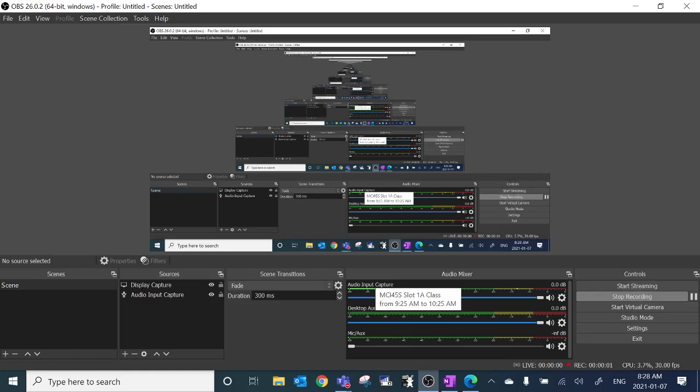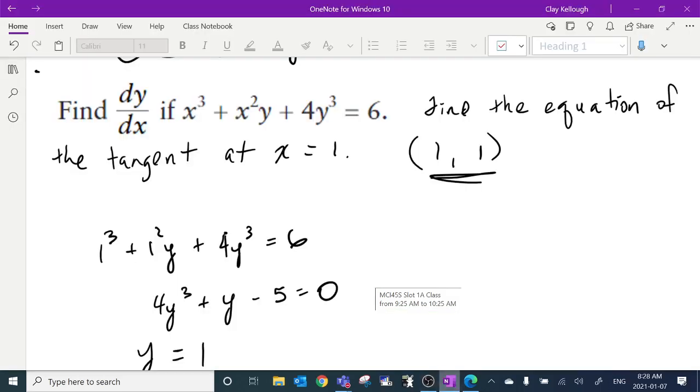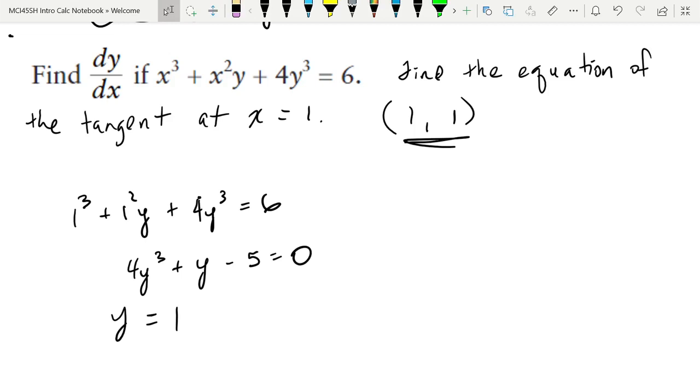Okay, we're recording. And we're going to take a look at this problem that I gave people yesterday. The problem is: find the derivative of this implicitly defined equation and find the equation of the tangent when x is 1. All that we did yesterday, as far as we got, was we figured out that if x is 1, we can figure out that y is 1.